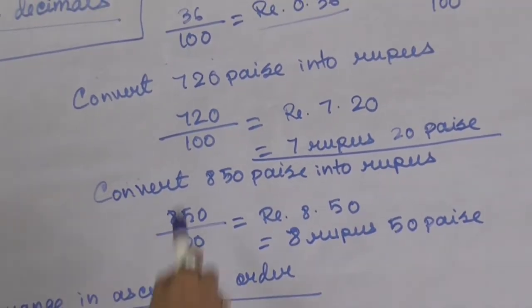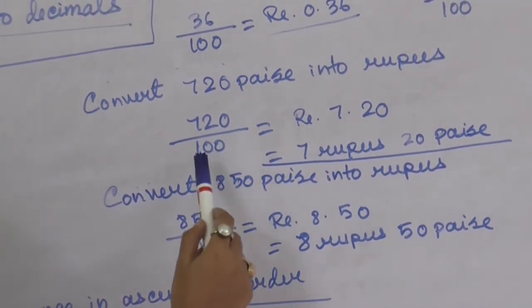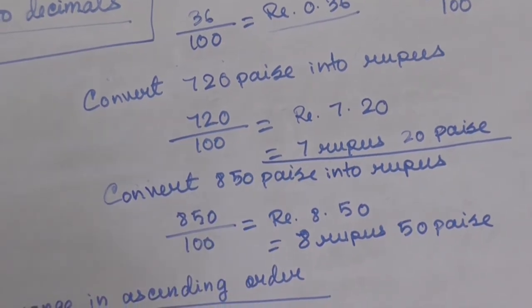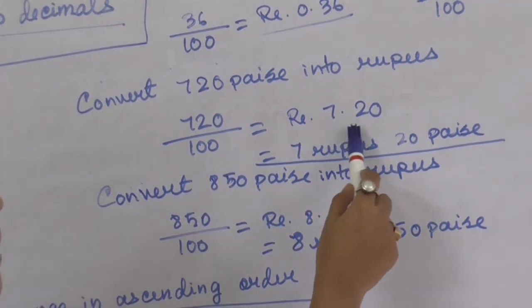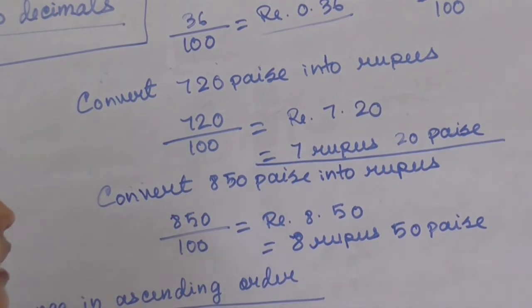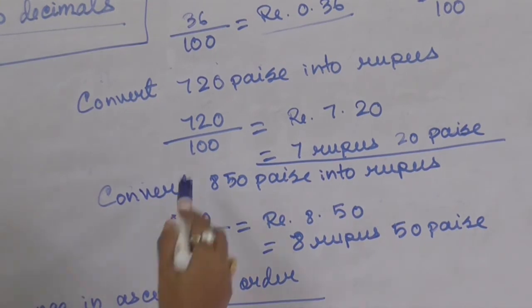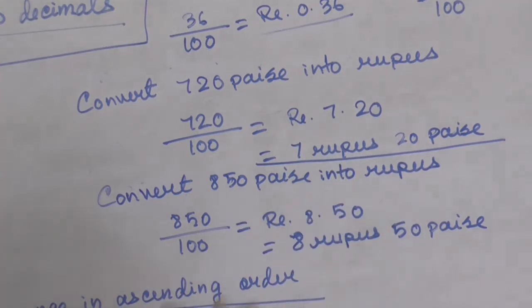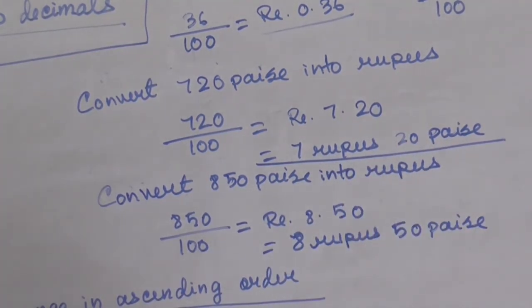You have to convert 720 paisa into rupees. For that, what you have to do? You just need to divide this 720 by 100, because 1 rupee is equal to 100 paisa. So after dividing this 720 by 100, we are getting rupees 7.20 as our answer. That is 7 rupees 20 paisa. 100 consists of 2 zeros, so we are putting this decimal point before 2 digits from the right hand side, and we are getting 7 rupees 20 paisa as our answer.